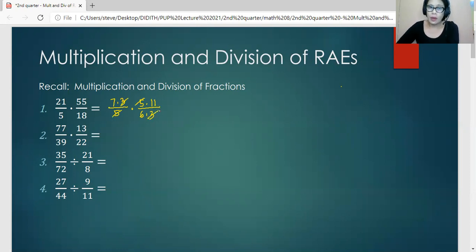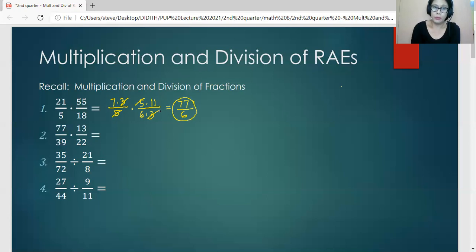Now, in canceling common factors, we just do that vertically or diagonally, meaning we are not allowed to cancel the same factors on both the numerator or on both the denominator. There should be one common factor on the numerator and one on the denominator, or vice versa. After canceling the common factor, we will now multiply numerator to numerator, denominator to denominator. So we will multiply 7 and 11, and we'll get 77, and then 6 on the denominator. So this is the product now.